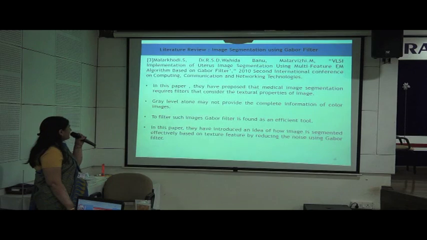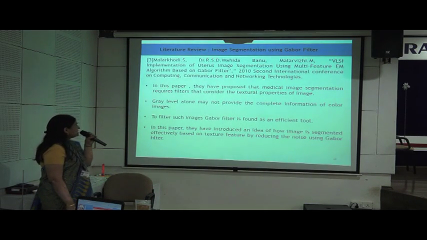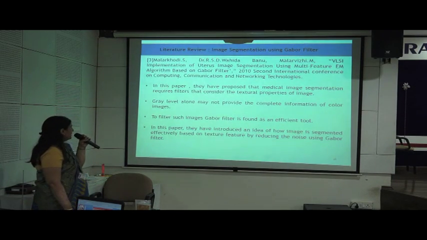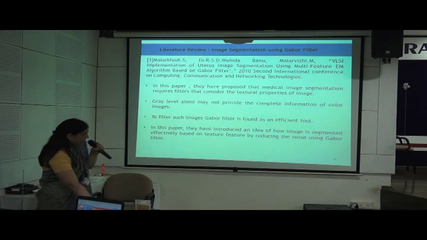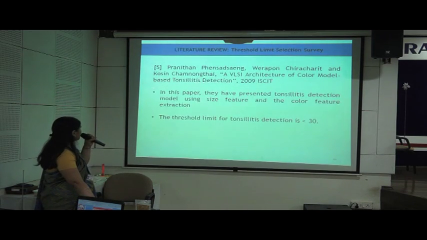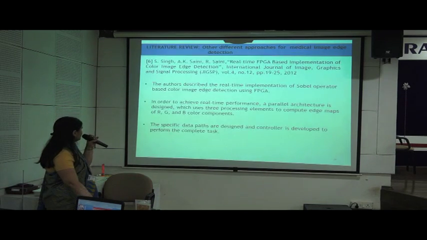In the third paper, they have proposed that medical image segmentation requires filters that consider the textural properties of the image, and gray level alone may not provide the complete information of color images, and that's why the Gabor filter is used. In this paper, they have proposed a novel idea for implementing the Gabor filter, which is high speed. In this paper, they have given a tonsillitis detection model using size feature and color feature, and from analysis they have given the threshold limit for detection as less than 30.